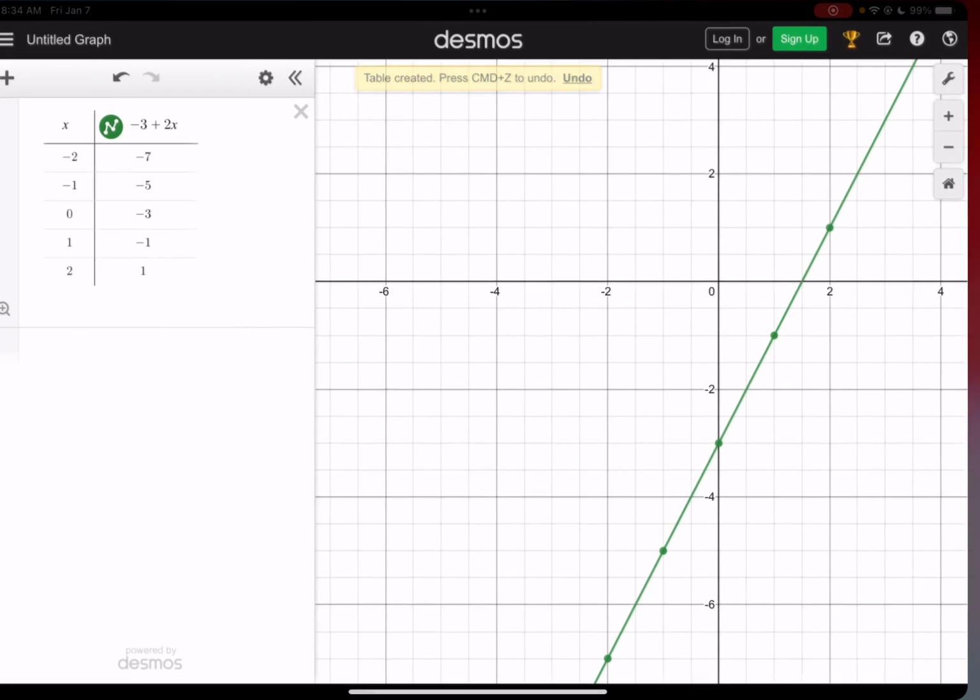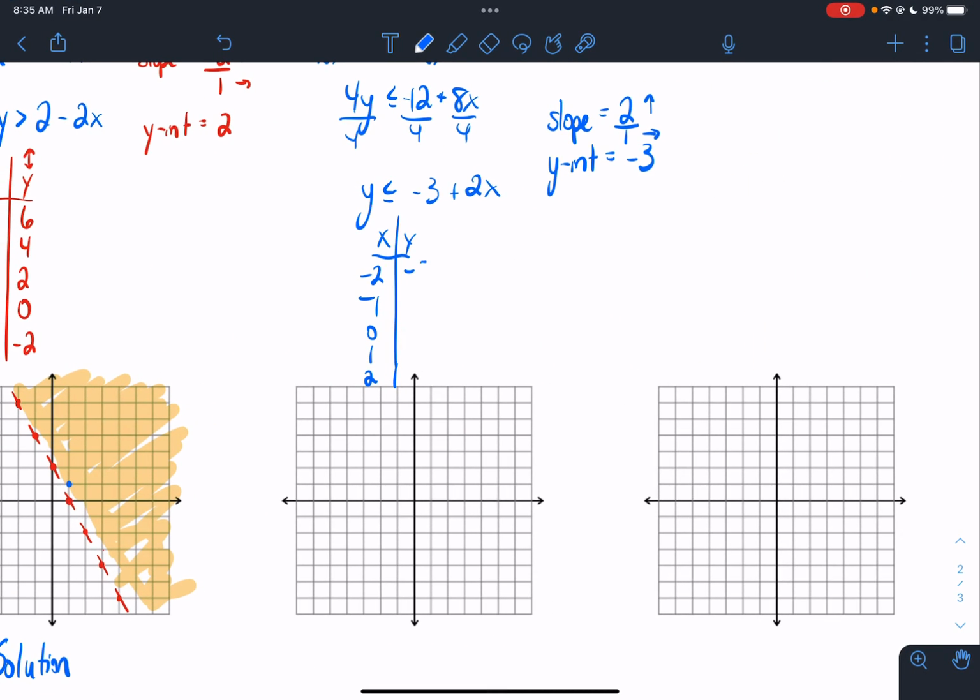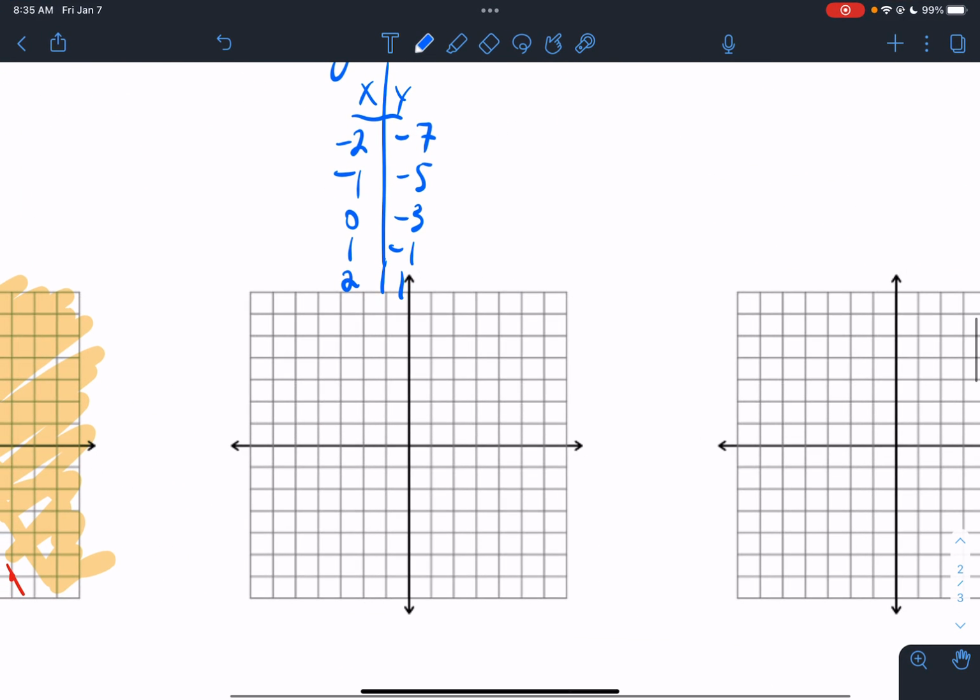What was it? Was it negative 7? Yeah. Positive 1. Yep, good. So when I graph it like this, negative 2, 7. And again, I'm just kind of continuing my pattern up as we go.